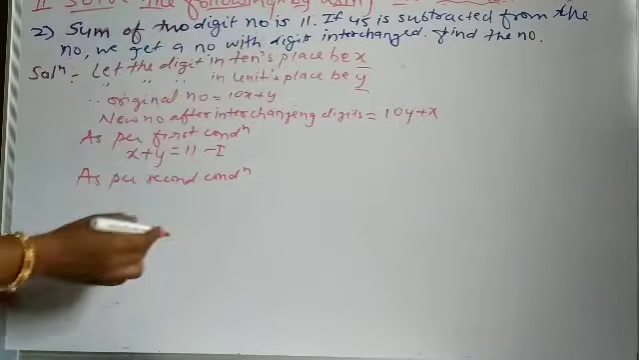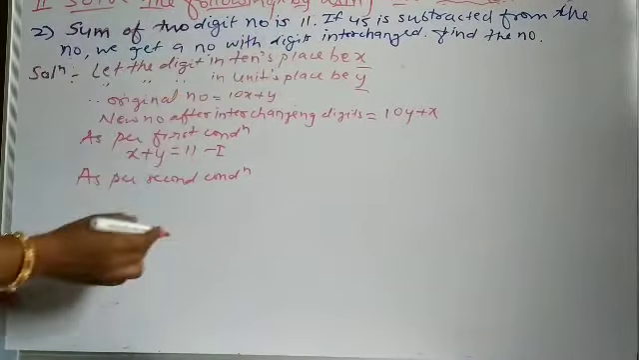Now dividing throughout by 9, you will get the equation x minus y is equal to 5, equation number 2. Now you have to solve these two equations. Equation 1 is x plus y is equal to 11. Equation 2 is x minus y is equal to 5.